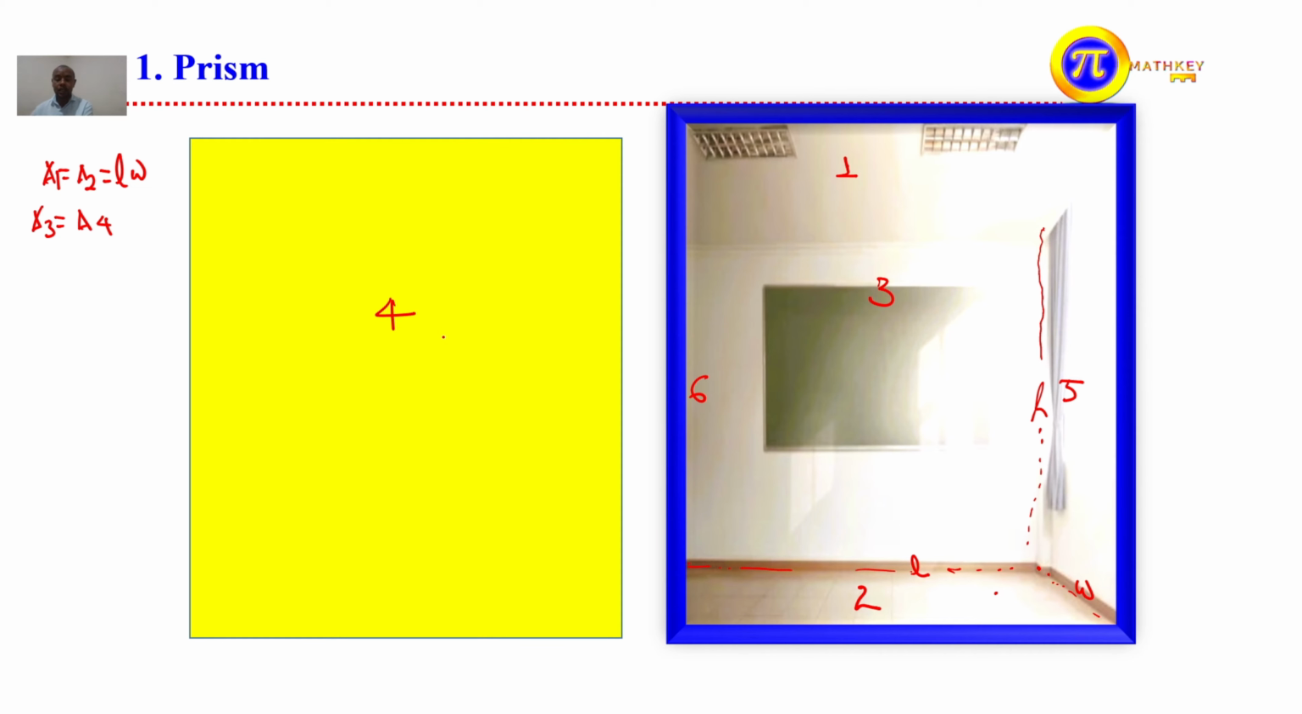This is yellow color. So what is their area? The area becomes the distance from this, that is length L. This is L. Here we have the height H. So this becomes length times H. Length times H.